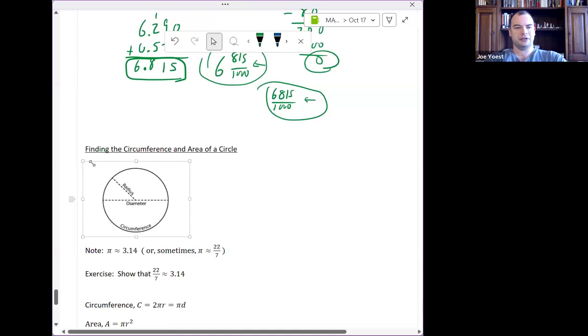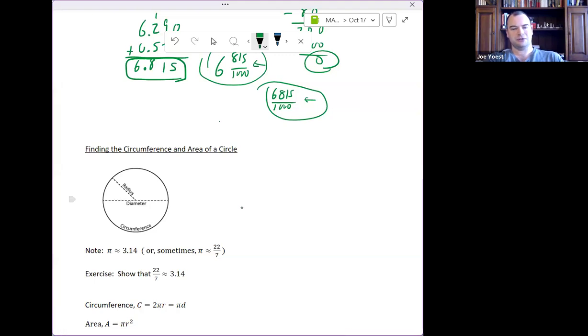Okay, so we're going to take a little bit of a diversion here into a bit of geometry, finding the circumference and the area of a circle. So a circle, of course, is the set of points that are equidistant from another point called the center. So we have the center of a circle here, and the distance from the center to any of those points that makes up the circle is called the radius, and twice the radius is the diameter.